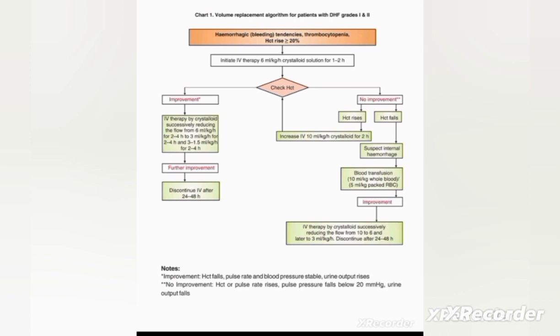Then if we are suspecting internal hemorrhage, we will give a blood transfusion. We will administer the blood transfusion for this patient. If there is improvement, the crystalloid therapy will be continued, and if there is further improvement, we gradually discontinue the crystalloid therapy. So that is the volume replacement algorithm in case of grade 1 and grade 2.